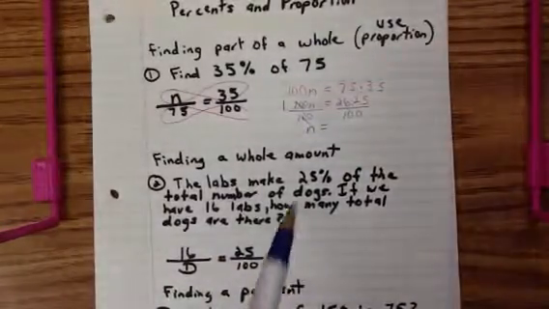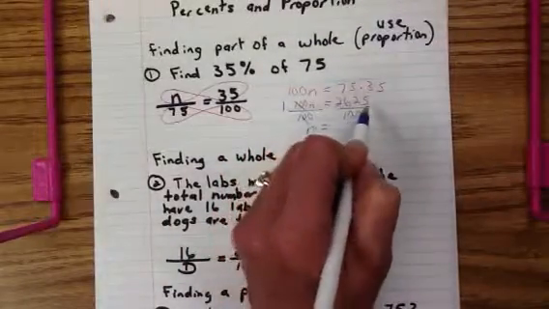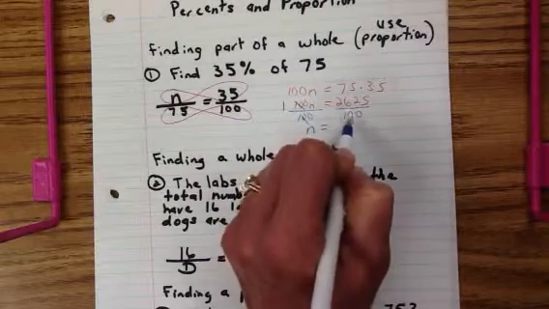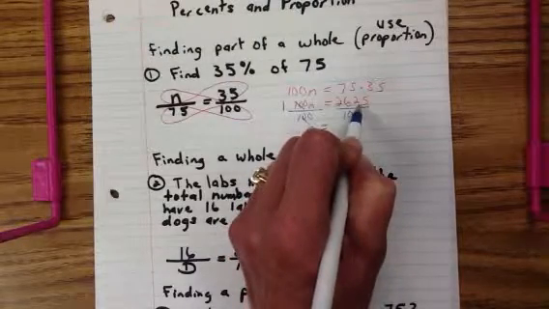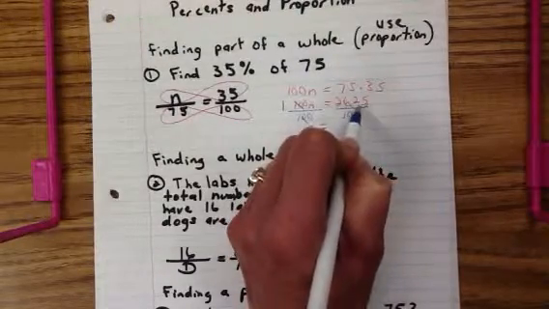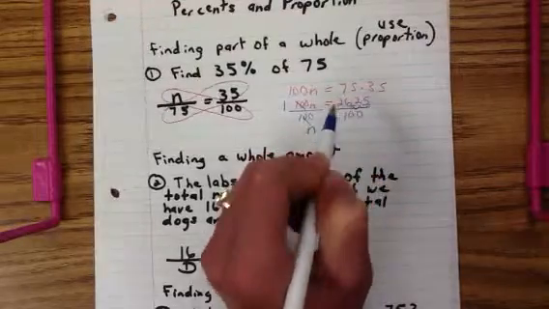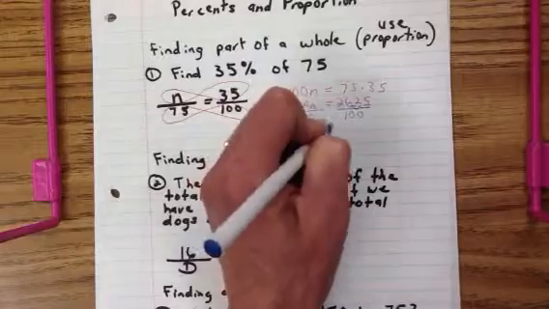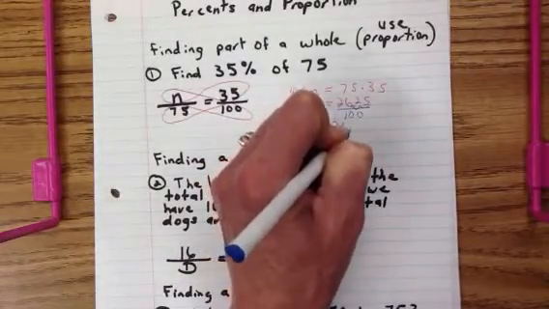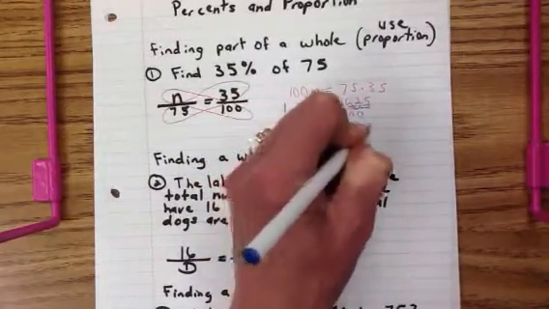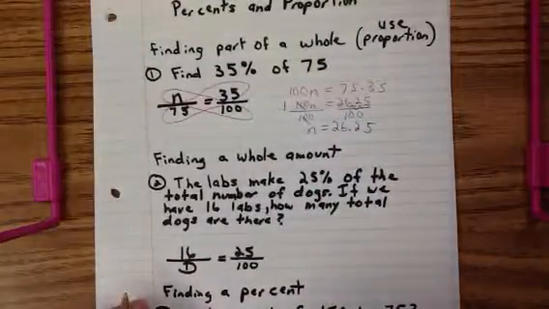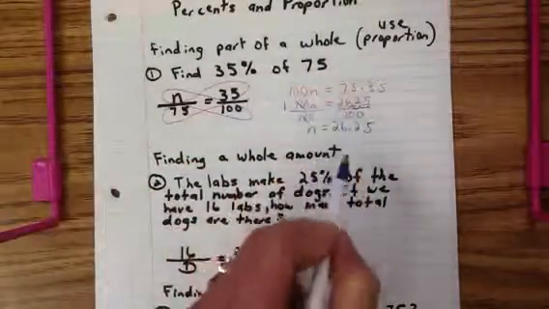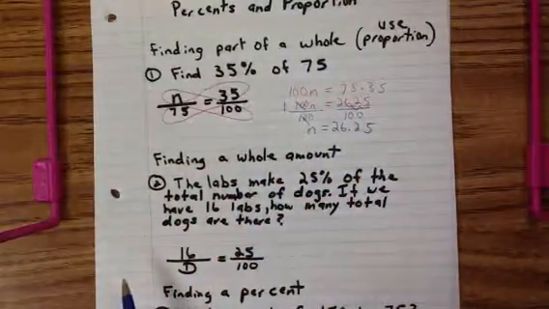But there's an easier way. If you're going to divide by 100, that 100 has two zeros. That means you can move the decimal place twice to the left, and that's another way to find dividing by 100. So n is 26.25. So 35% of 75 is 26.25.